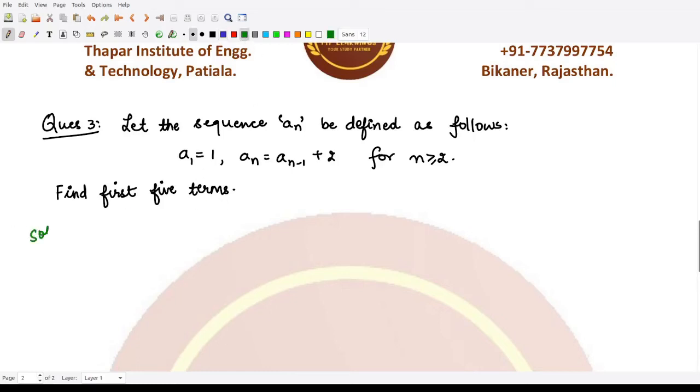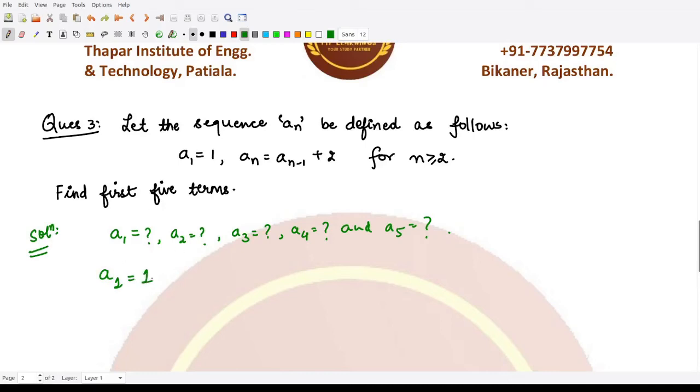This is very easy. Here you are given a1, right? To find the first 5 terms, we are to calculate a1, a2, a3, a4, and a5. They are all missing, right? Now notice that a1 is given to you in the question. So we have a1 is equal to 1. So we are done with this part.